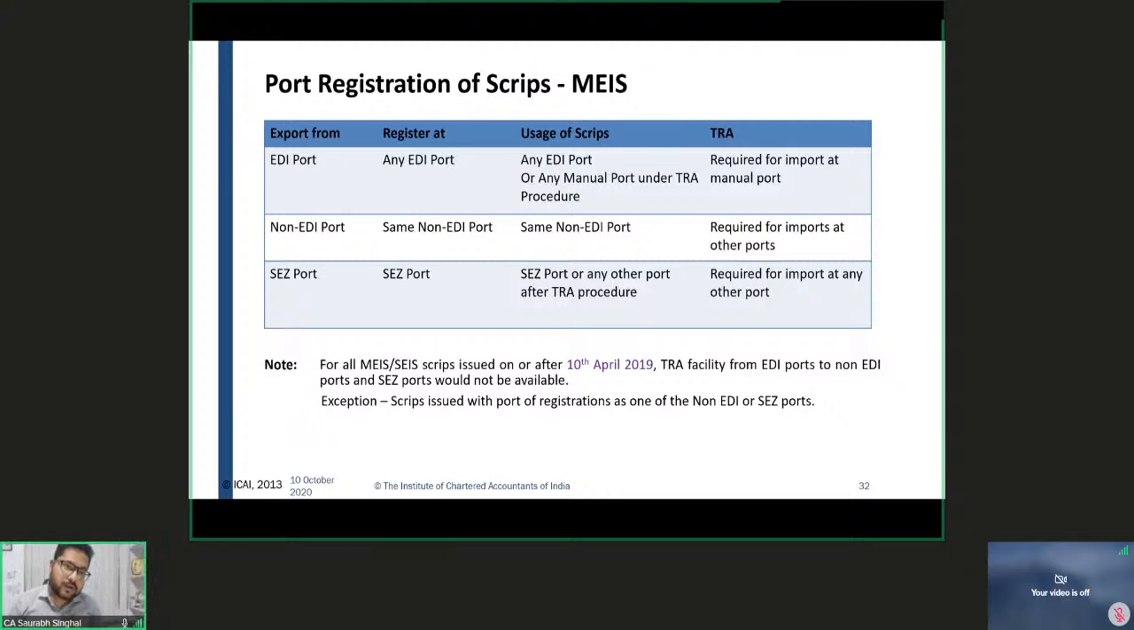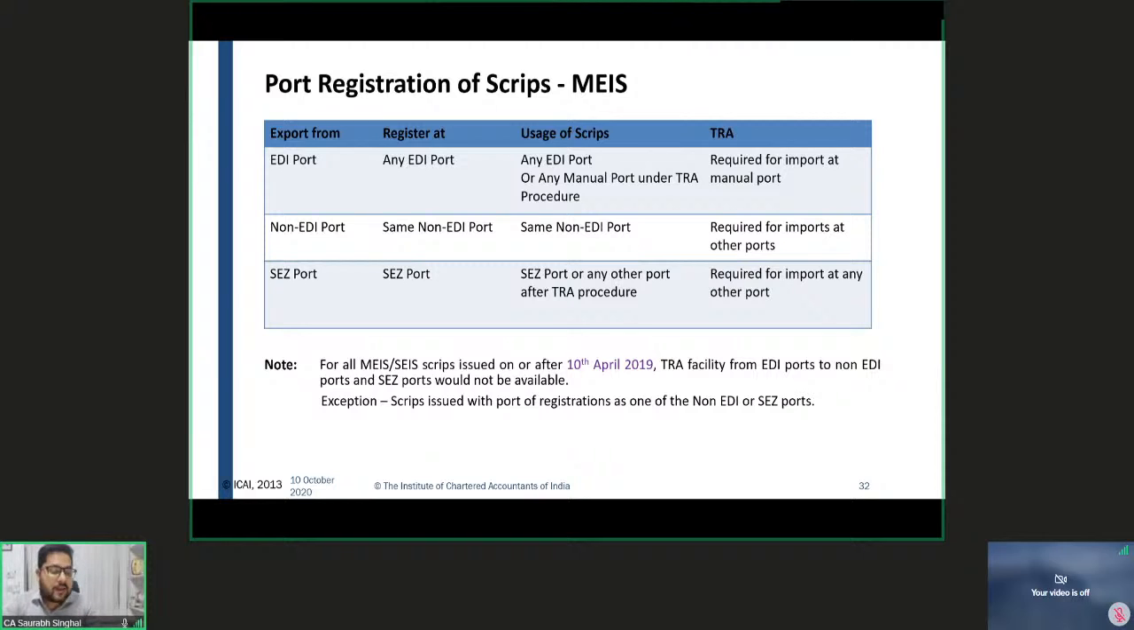Now suppose your exports are through an EDI port and you have mentioned one of the EDI ports as the port of registration. You can use the script issued against that export at any of the EDI ports because all are electronically interconnected. But if your export is through a non-EDI port, then your script will be attached to that port only. And in case you want to use the script in any other port, you will have to go through a process called the TRA process, the transfer process of scripts from one non-EDI port to another non-EDI port.